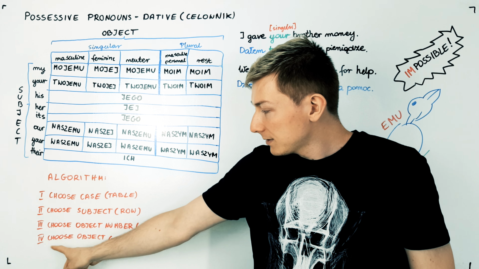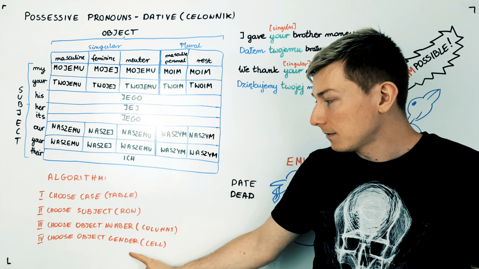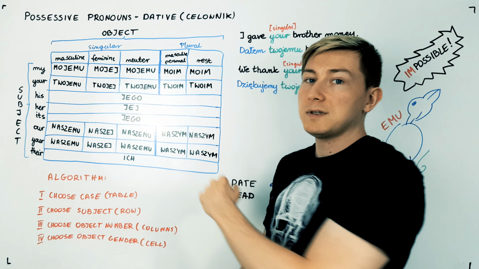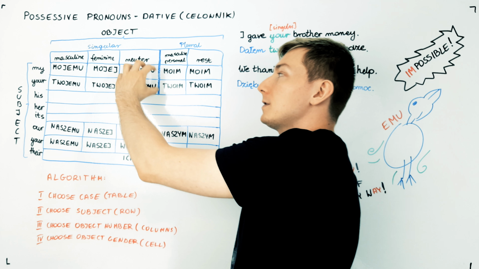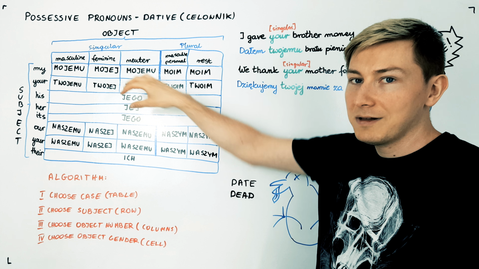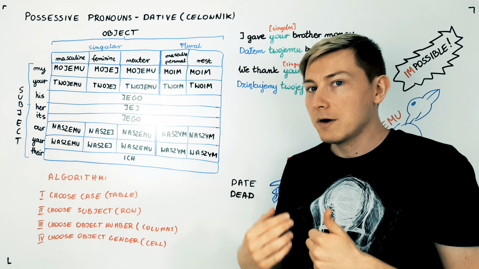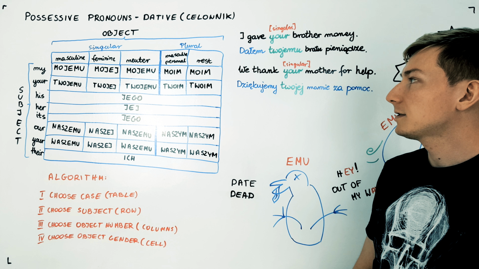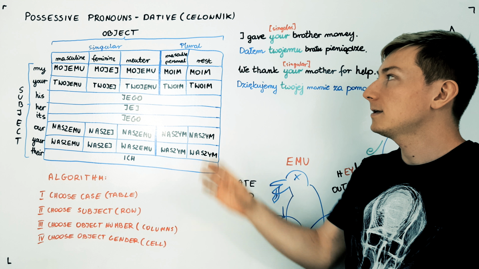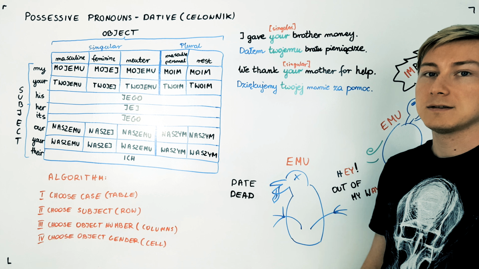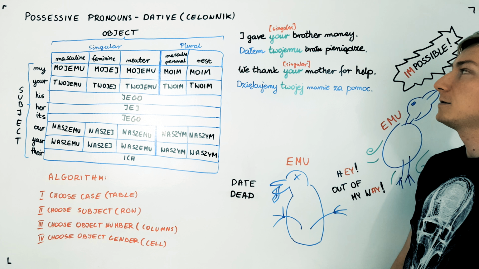The fourth step, choose object gender. Here are the genders. If we know what's the gender of the object, we can choose a correct cell. And when we choose the correct cell, we have the one correct possessive pronoun, okay? So let's have a look how it works in dative case. Here we have two example sentences. Let's start with the first one.